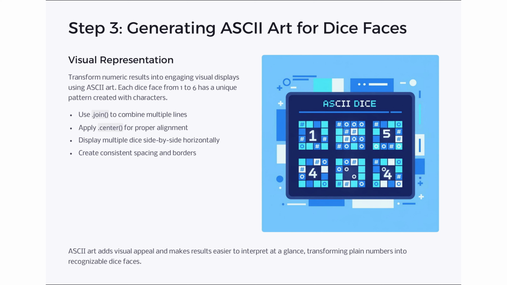Transform numeric dice results into engaging visual displays using ASCII art. Each face from 1 to 6 has a unique pattern, created with characters. Use .join to combine lines, and .center for alignment. Display multiple dice side by side with consistent spacing and borders, enhancing visual appeal and interpretability.